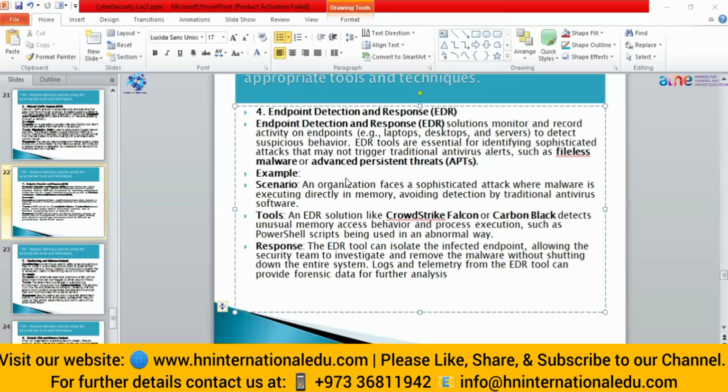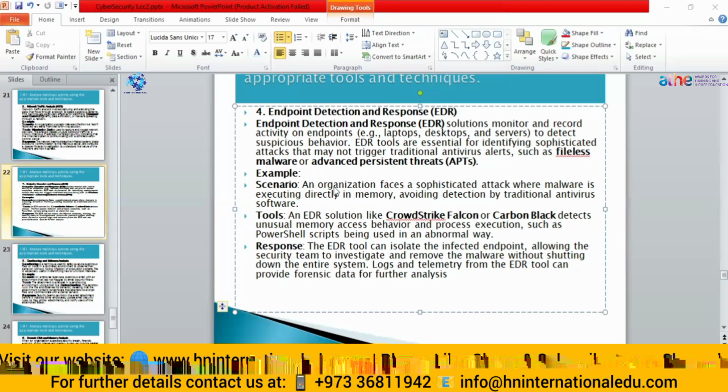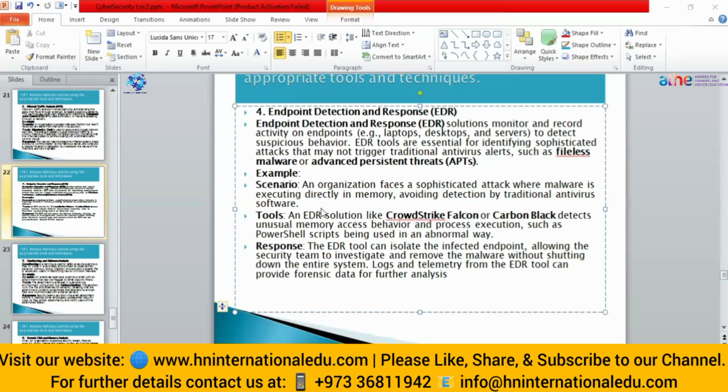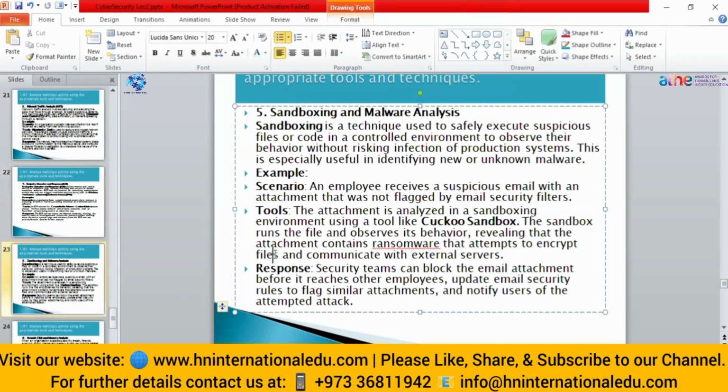So these tools will isolate the affected endpoint. It will allow the security team to do the investigation and remove that malware without shutting down the entire system. So that was the endpoint detection and response. So this is another sort of cybersecurity threat, and that is the tool that we can use.